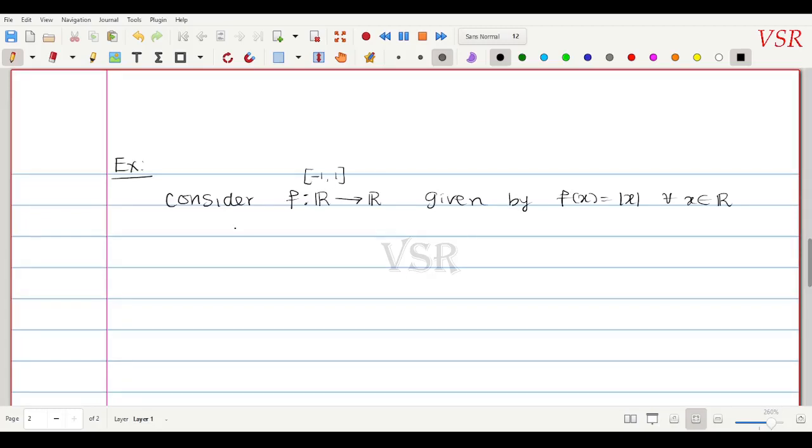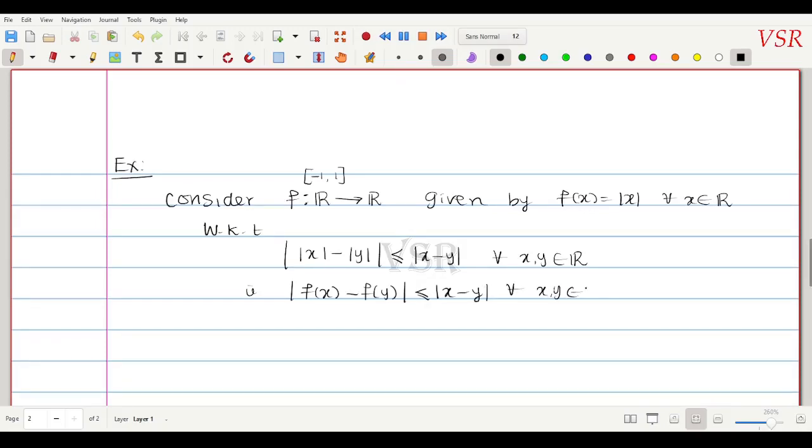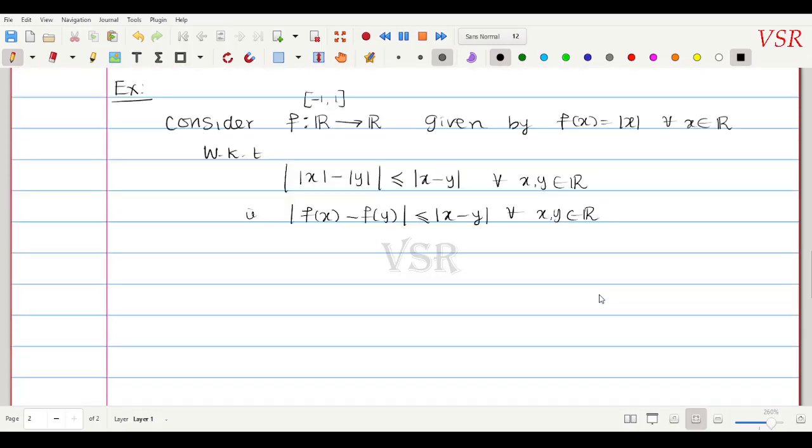We know that modulus of mod x minus mod y is less than or equal to modulus of x minus y, by just the triangular inequality, for every x, y belongs to R. Since f of x is mod x, modulus of f of x minus f of y is always less than or equal to modulus of x minus y for every x, y belongs to R. So clearly f is not only continuous, it is uniformly continuous.